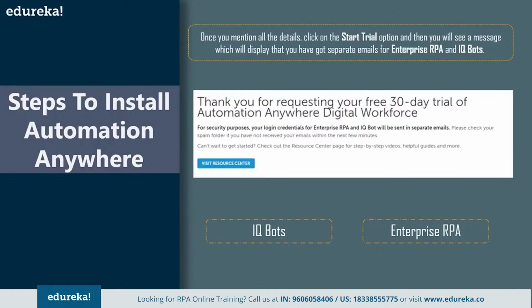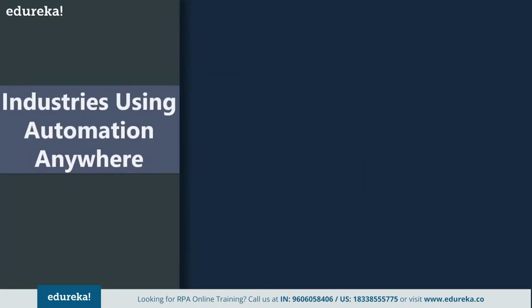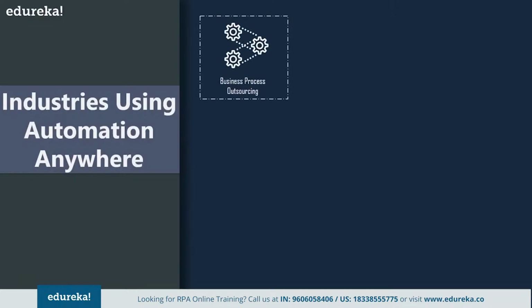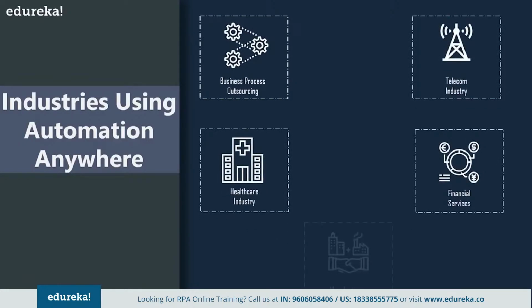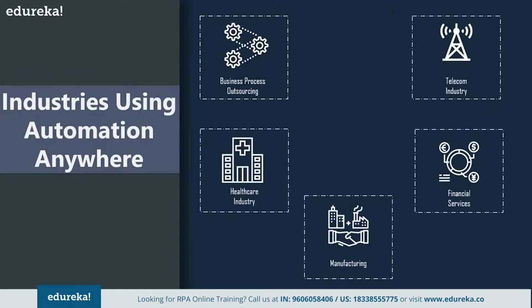Now let's look into the next topic, that is top industries using Automation Anywhere, right? So the top industries using Automation Anywhere are business process outsourcing, the telecom industry, the healthcare industry, financial services, and marketing. Coming to business process outsourcing, automation is basically used in this industry to reduce the operational cost, improve operational performance, and increase the capacity of the work.